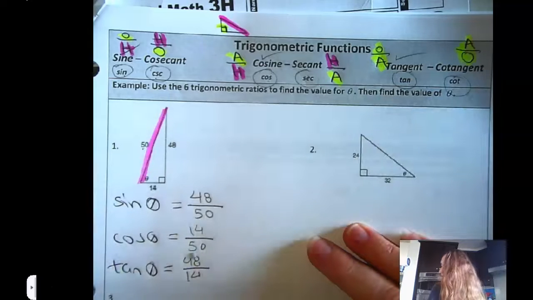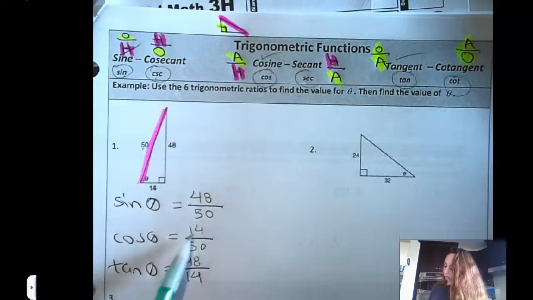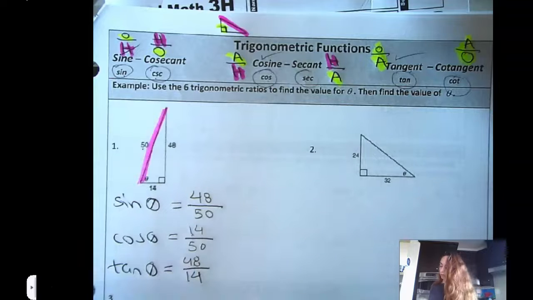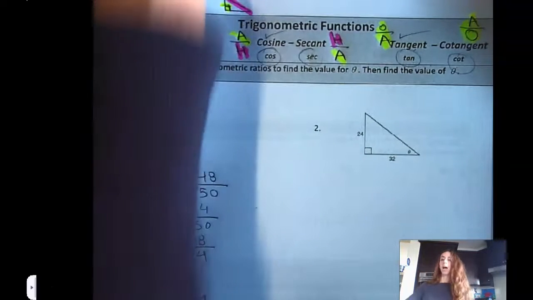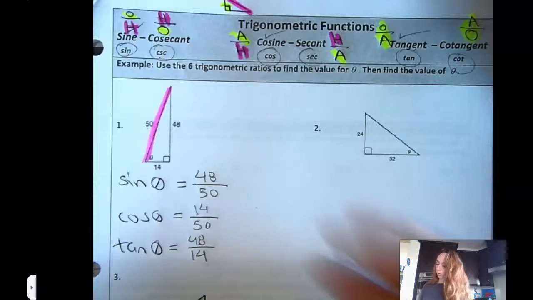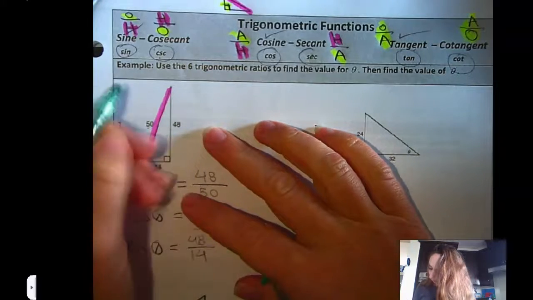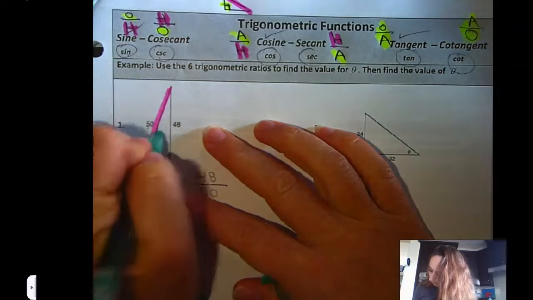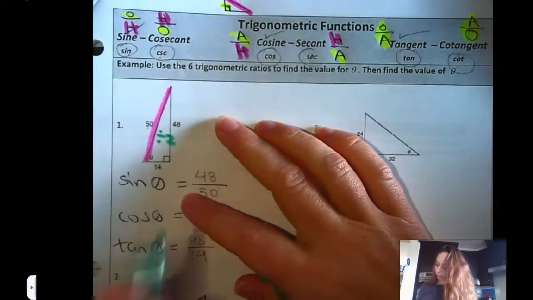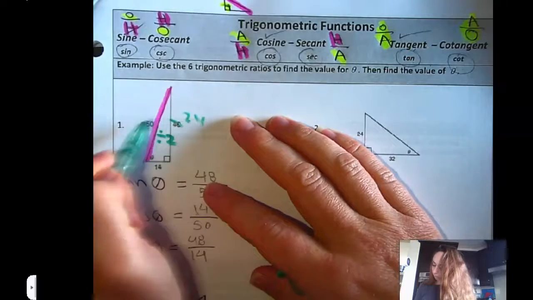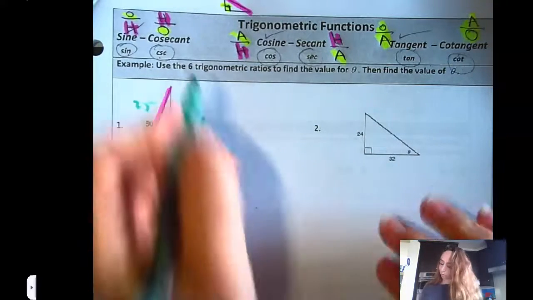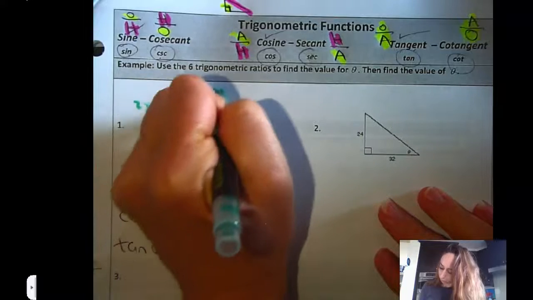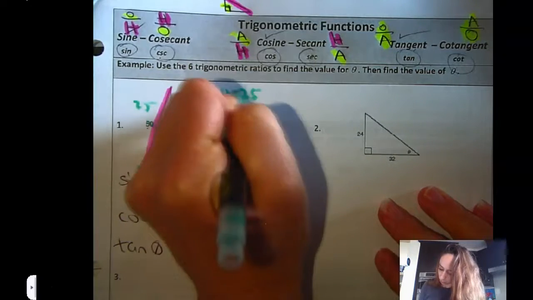The problem is, with all of these, what can you do? You can simplify. I can divide this by 2, I can divide this by 2, and I can divide this by 2. Now, I want to show you a different way. What I'm going to do is, from the beginning, divide everything by 2. If I did that from the beginning, then I wouldn't have to simplify all 3. So I could say that's 24, that's 25, and that's 7. And I don't know if you remember, but a 7, 24, 25 is a special triangle.